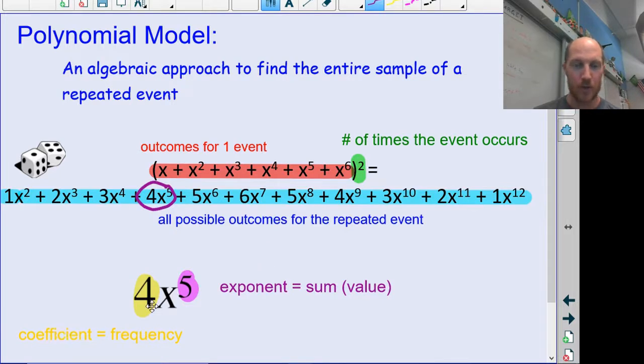The coefficients are the frequencies, so that is the yellow part. And then in magenta, that exponent represents the sum, right? So you add the two dice together. What is the sum? Or we could just call it a value, right? So those are the two pieces we need to pay attention to. The coefficients represent the frequency. The exponents represent the sums. The x really is just a placeholder to keep track of our different algebra terms, to keep the different events separated in our sample space.